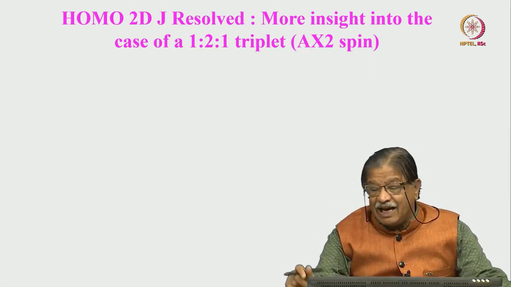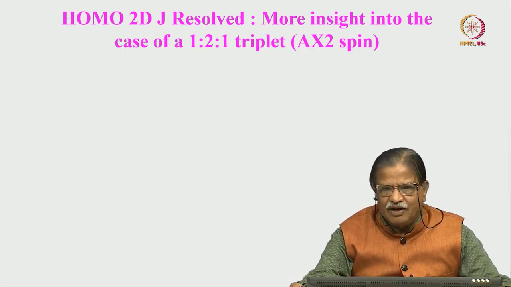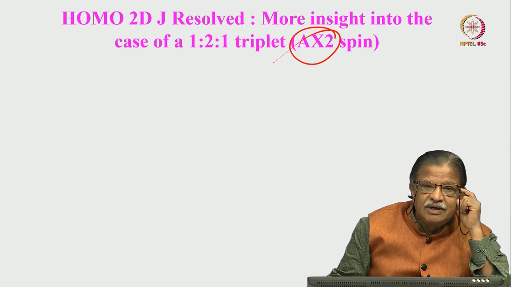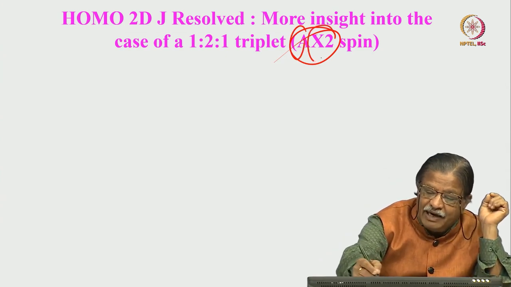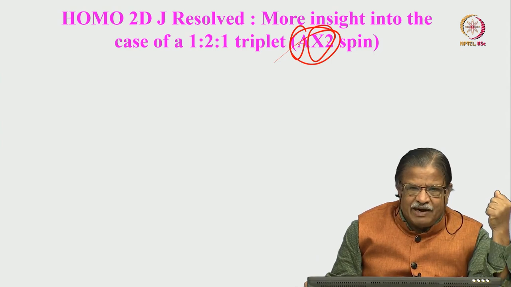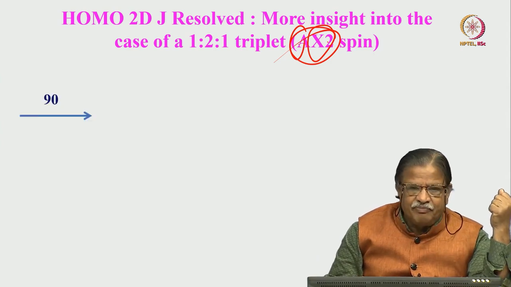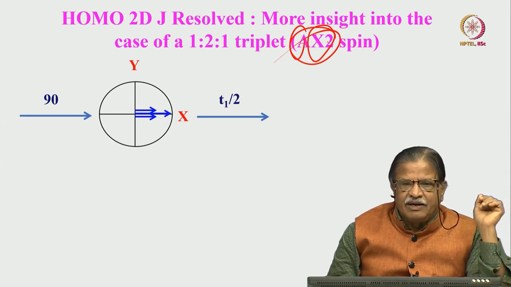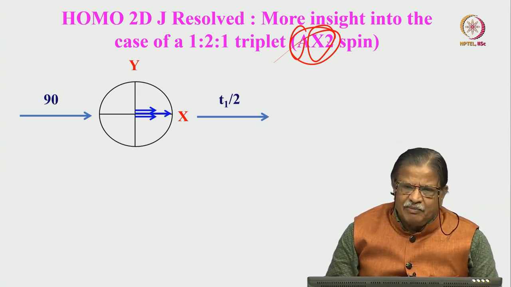Okay, let's take another simple example of what is called a homonuclear 3-spin coupled system, AX2. What will happen to AX2? Now I am looking at A, which, because of this, is a triplet. That splitting pattern we have already understood: a 1:2:1 triplet. We consider the triplet, you apply a 90 degree pulse, bring it to the X axis, and give a delay T1/2.